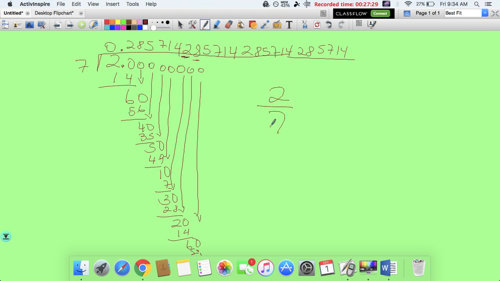So 2/7 as a decimal is 0.285714, and the bar notation goes over the top of these 6 numbers, because those are the digits that are going to be repeating over and over forever and ever. Okay, so that's the answer for 2/7.